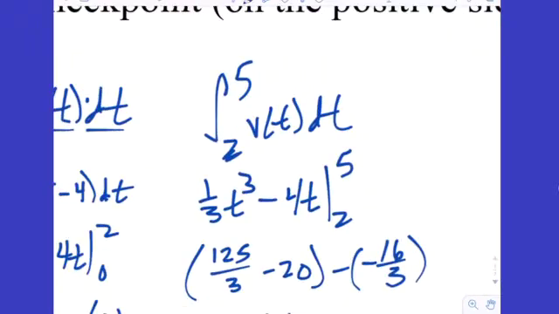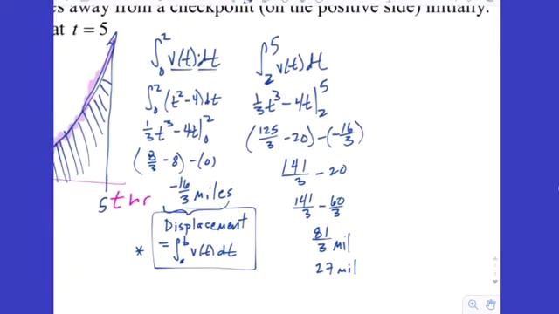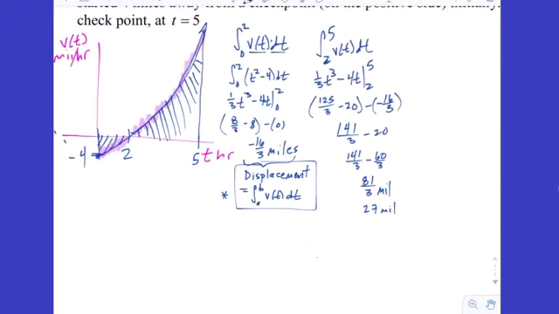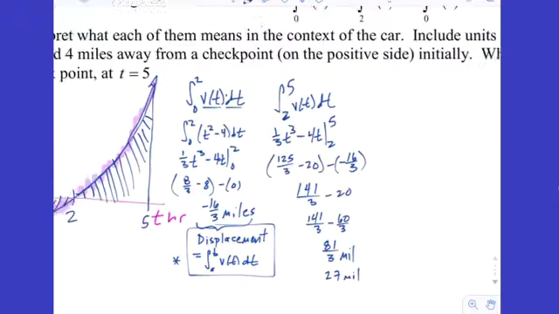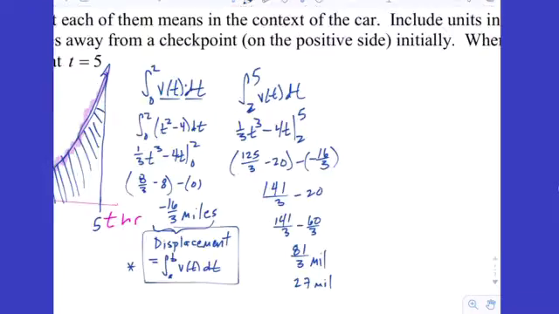This one I only integrated from 2 to 5. So I could say on the interval from 2 to 5, the car traveled a total distance of 27 miles. I would not say on this one it traveled a total distance of negative 16 thirds. The negative kind of messes up the interpretation.